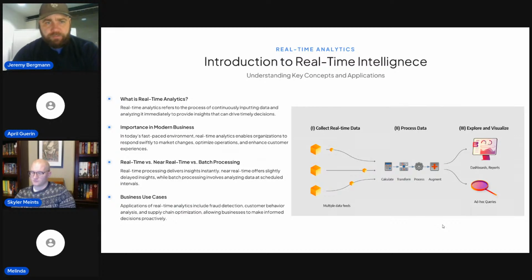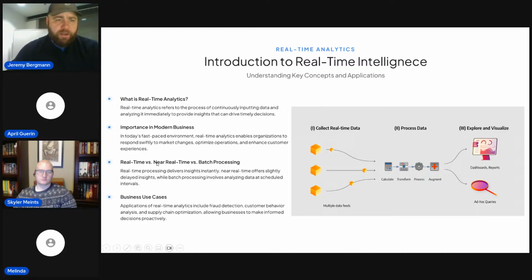Okay. So introducing the real-time intelligence module within Microsoft Fabric. So what is it? It refers to the process of continually inputting and analyzing data immediately to provide insights that can drive timely decisions. It's important in modern business because it helps organizations respond swiftly to market changes and operations, and enhance customer experiences.